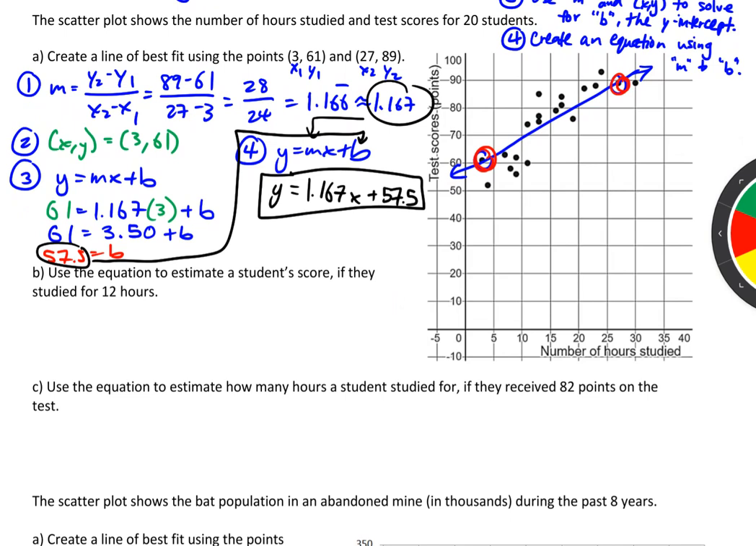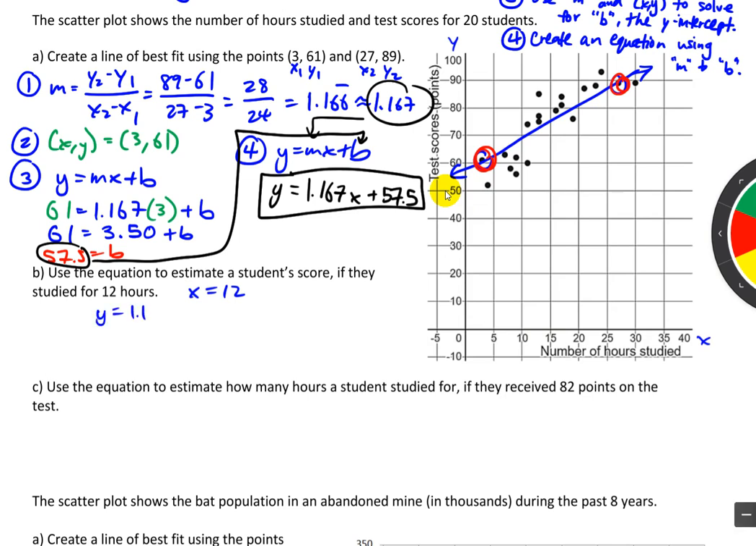So what that means is, if you look at the x, this is the x and this is the y-axis, right? The x-axis tells you the number of hours that the student studied for, right? So in this case, x is 12 hours. Okay, so we're going to use this equation, the one that we found earlier.